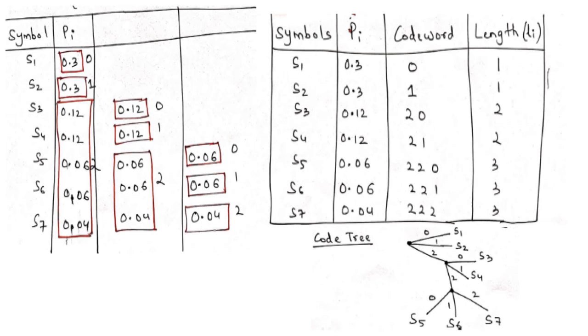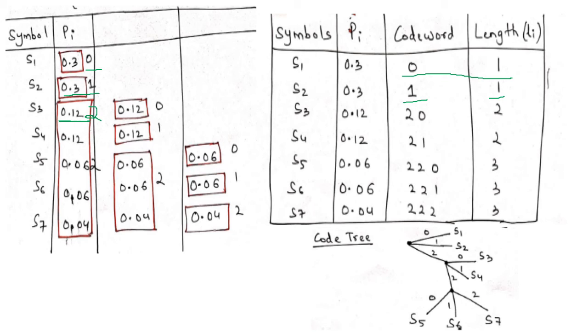So now we can list the code words. For the first 0.3 element, code word is 0 and its length is 1 bit. For the second 0.3 element, code word is 1, length is also 1. For 0.12, the code word assigned in first stage is 2, second stage is 0, third stage is 0. So code word for the third element S3 with probability 0.12.